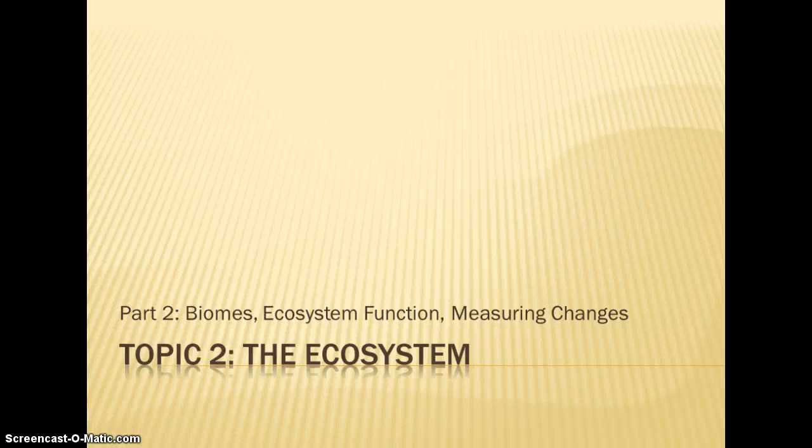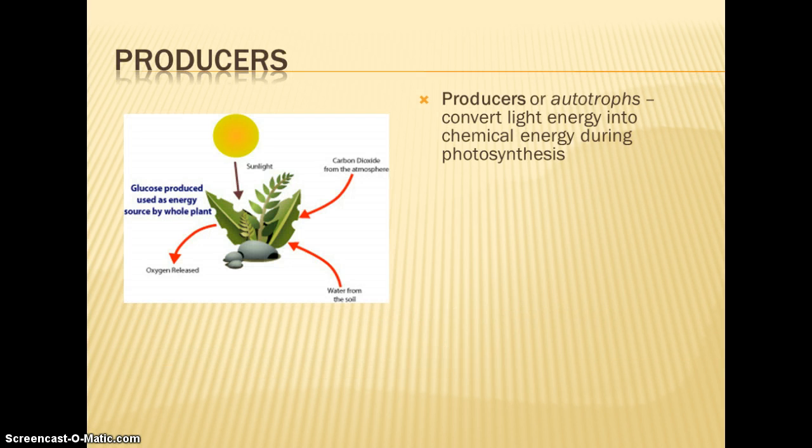Okay, we are still in topic 2, which is the ecosystem, but we are starting part 2, which is biomes, ecosystem function, and measuring changes. So what we're going to look at in this module is how energy flows through ecosystems. Now, some of this will be a review from when we talked about food chains and food webs, but what we're going to do is to go into a little bit more detail about how the energy is moving.